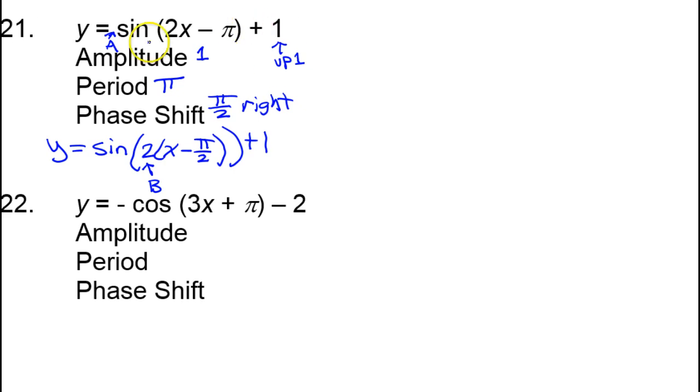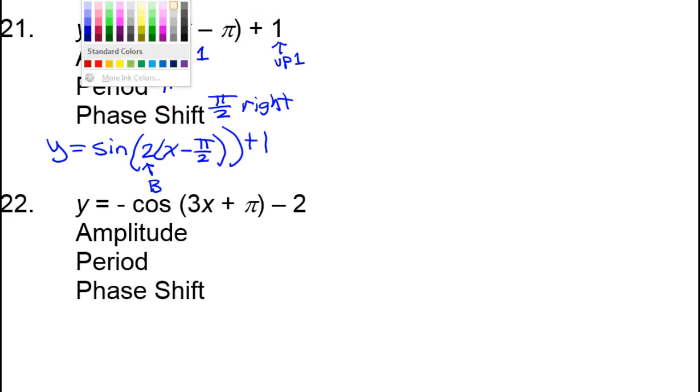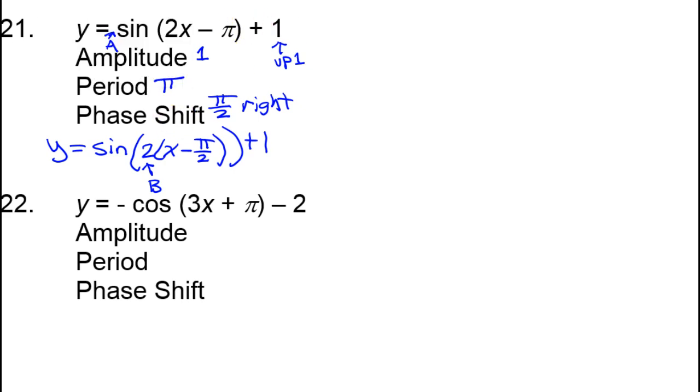Okay, so let's see how it goes. Here's my x-axis. Here's my y-axis. The amplitude is just 1, so it's going to be up 1 and down to -1.